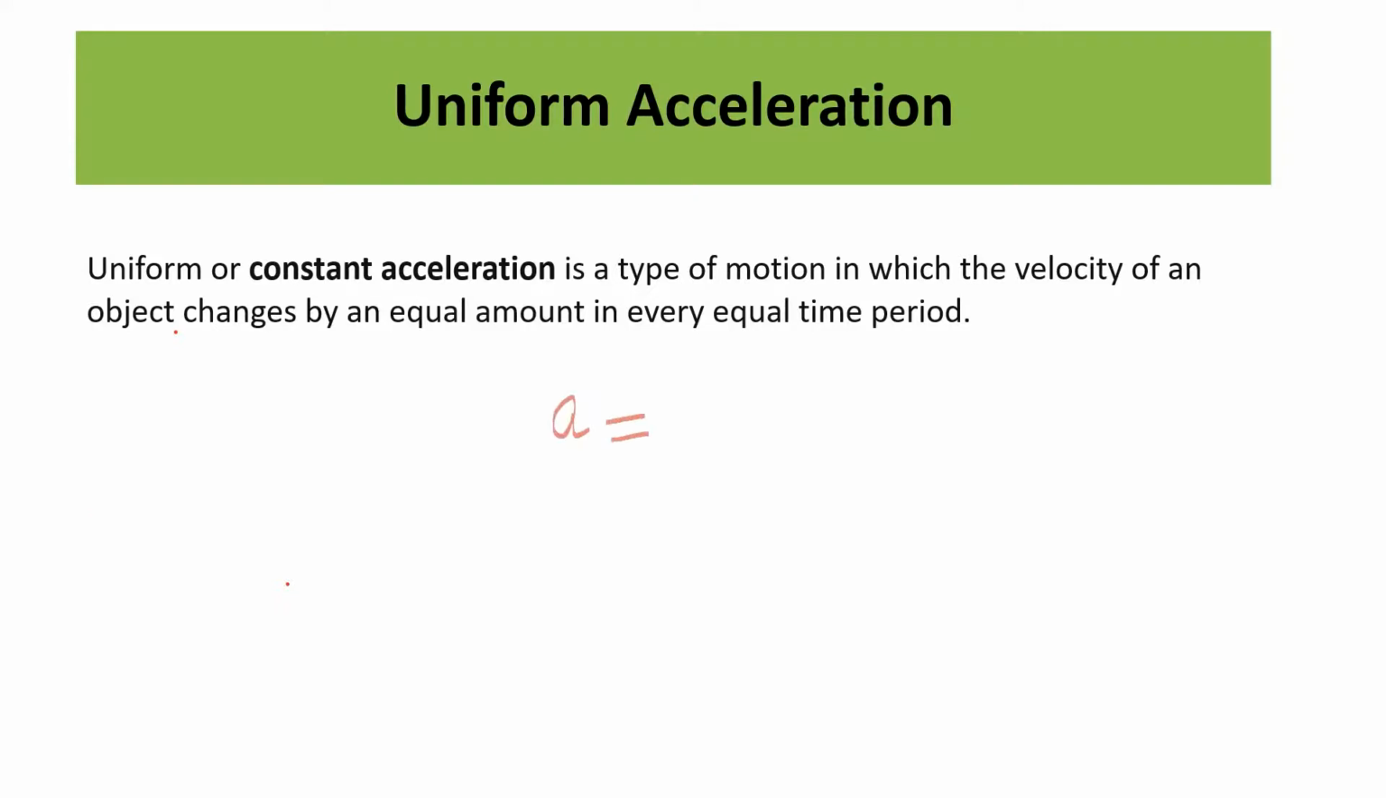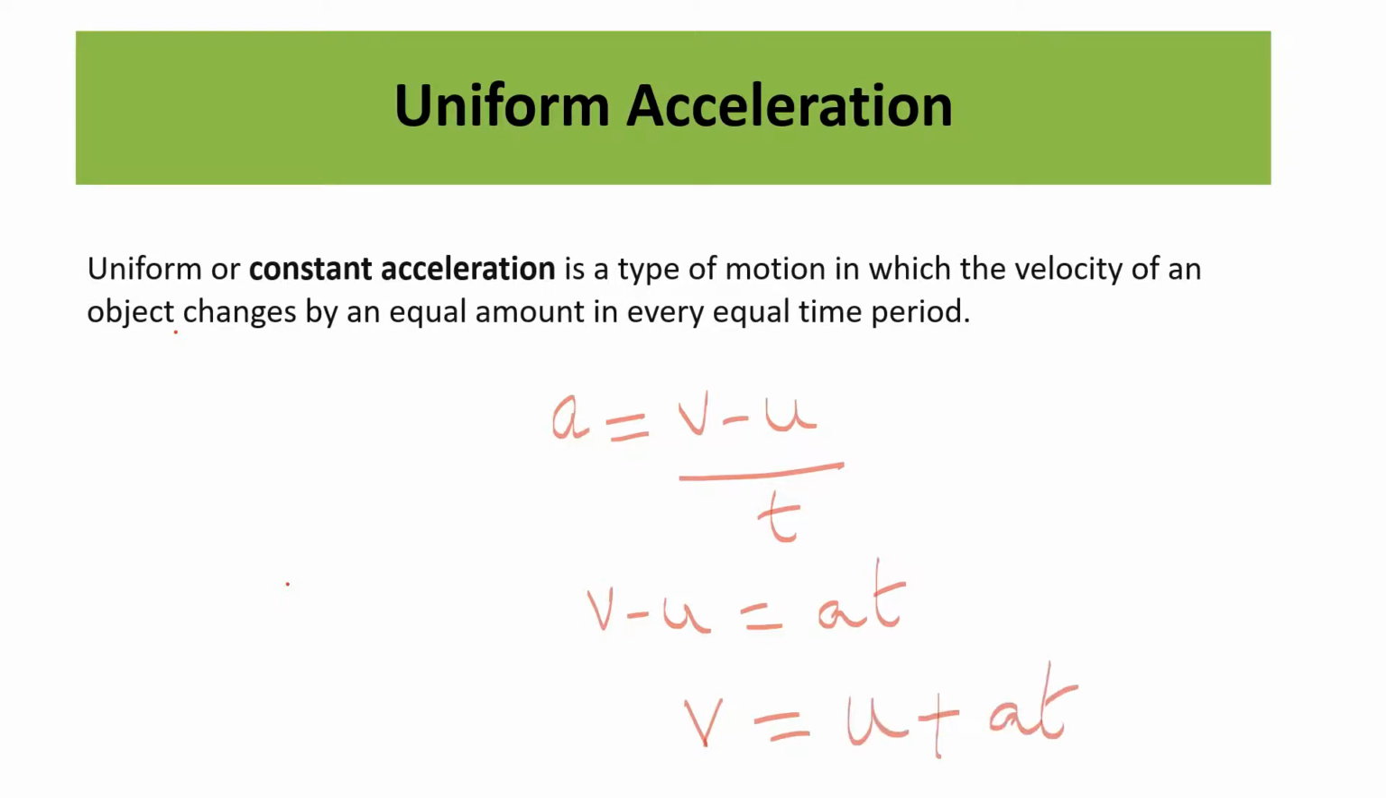Acceleration a is equal to (v minus u) by t. Therefore, v minus u is equal to at, or v is equal to u plus at. This is the first equation of motion: v is equal to u plus at.